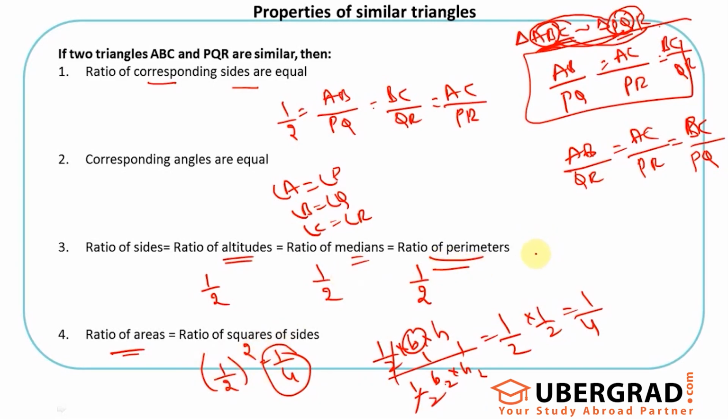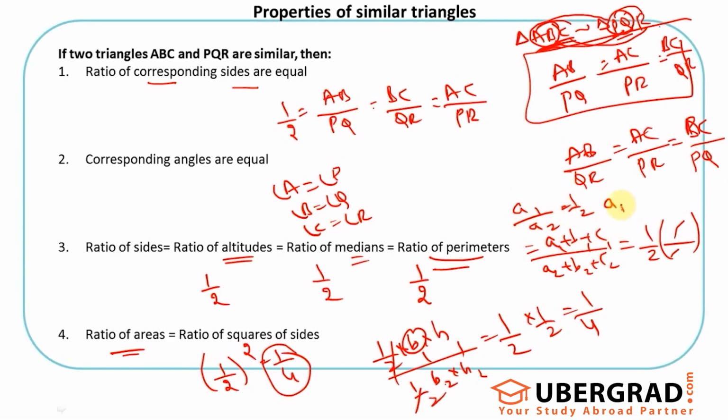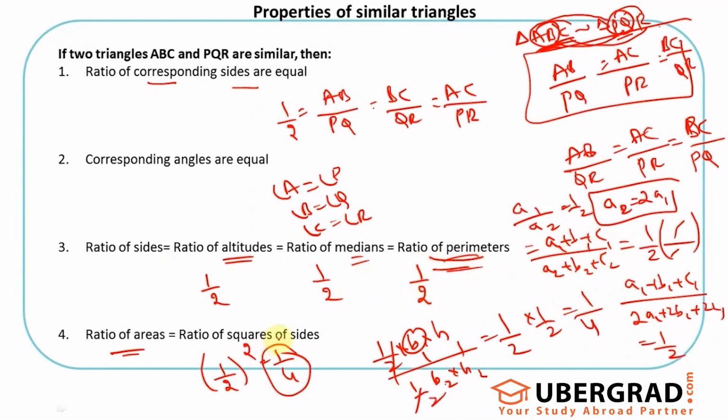Whereas when it comes to the perimeters, it's basically adding the sides, right? a1 plus b1 plus c1 by a2 plus b2 plus c2. I know all of them are 1 by 2. I can actually take the half common and cancel them out. How is it like this? a1 by a2 is half, so what is a2? 2a1. So a1 plus b1 plus c1 over 2a1 plus 2b1 plus 2c1. I take 2 common, I get a plus b plus c over a plus b plus c. This will turn out to be half. It's not really that important to know, but just understand perimeters also follow the same ratio. Only for the areas do you have to take the squares.